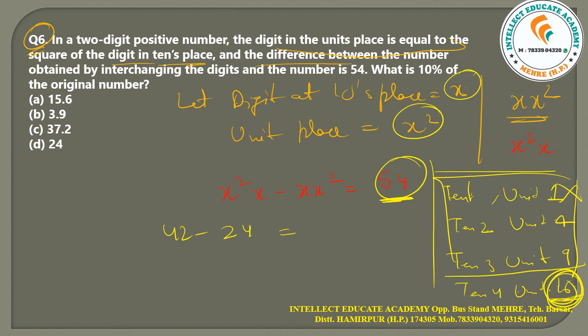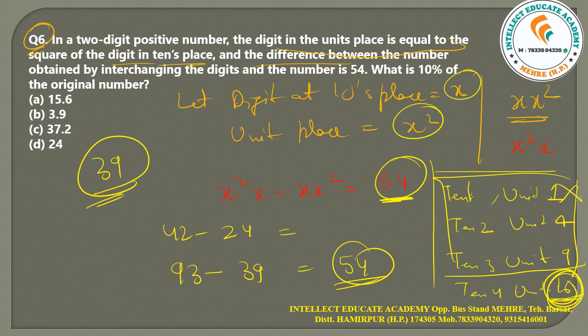And the third number is, if we take this as 93 and this as 39, what is their difference? The difference is equal to 54. So what is our original number? The unit place had the square and the tens place had that number, so 39 will be our number. So what is 10% of 39? 10% will be 10 upon 100 into 39. The zero cancels with the zero, and 39 upon 10 is equal to 3.9. So our answer will be B option.